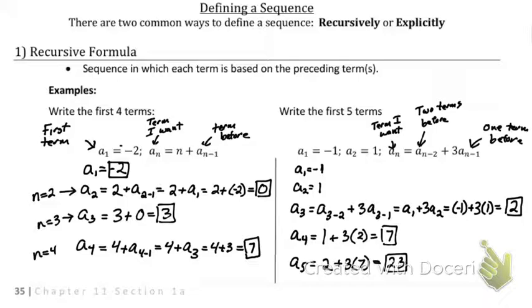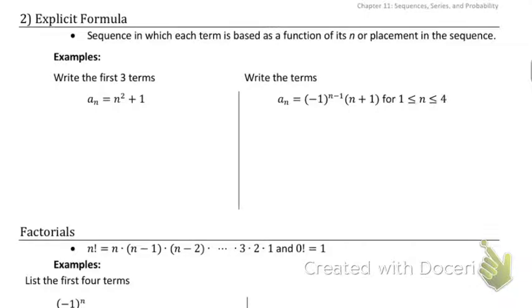Okay, slightly easier, I think. Easier in the sort that we can get our first few terms a lot easier. And that is our explicit formula. Our explicit formula is not based upon anything before it. Our explicit formula is a sequence in which each term is based as a function of its n or placement in the sequence. It's a lot of words for just, this is what we've been doing.